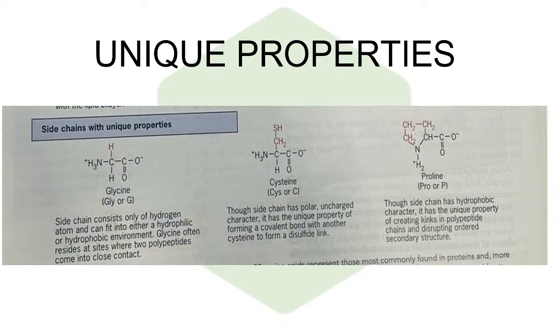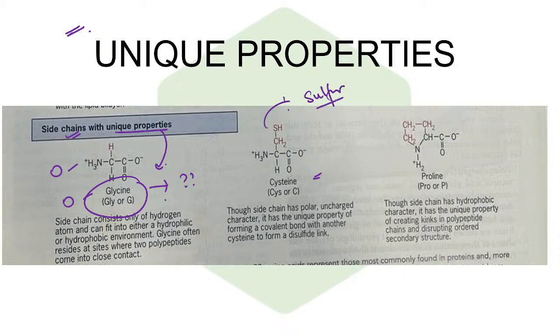Then there are some amino acids with some unique properties. For example, side chain with unique property. First is glycine. Why glycine is unique? Reason being the side group and your other group, both of them are H, so it's the simplest one. Then cysteine, why is it unique? Because it can easily make up a sulfur bond. It can easily make up a disulfide bond with the other cysteine.